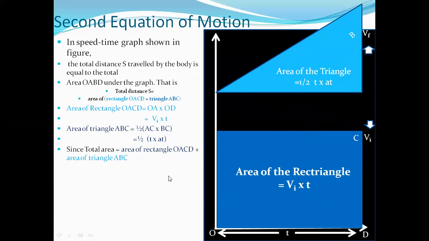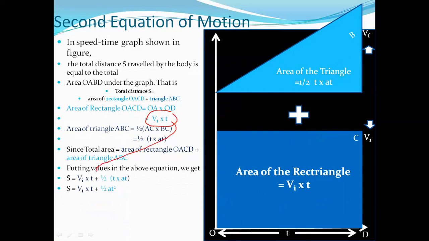Let us show it in vector form. So these are the shapes: area of a triangle plus area of a rectangle. If we add them up, putting the values in the above equation, the area for the rectangle is Vi into T, which was over here. We put the value of Vi into T of the rectangle over here, and this was equal to the total distance, and the area of the triangle is also added up, and we are putting it over here. So what do we get? We get S is equal to Vi into T plus half AT square.